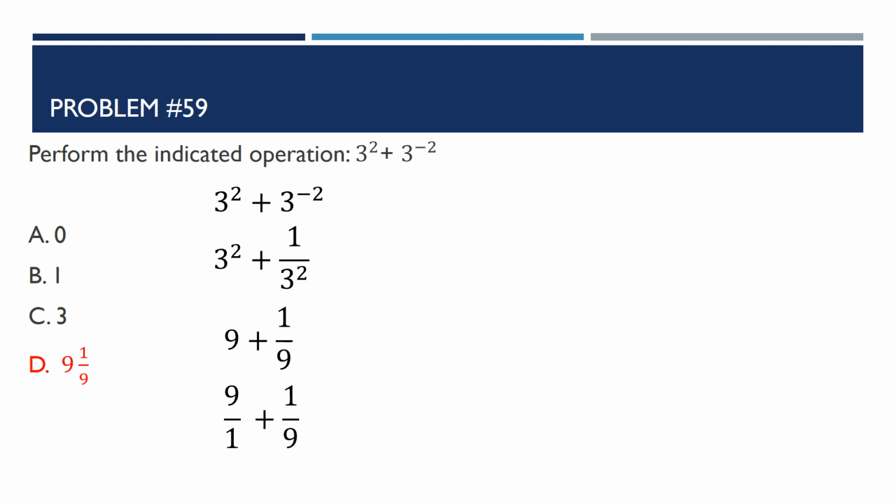Then we cannot add the fractions because they don't have the same denominator. So we need to make it the same denominator. We will times 9 the 1. But whatever you do to the denominator, you must also do the same to the numerator. So 9 times 9 is 81. 1 times 9 is 9. So now we have the same denominators, so we can add now. 81 plus 1 is 82.